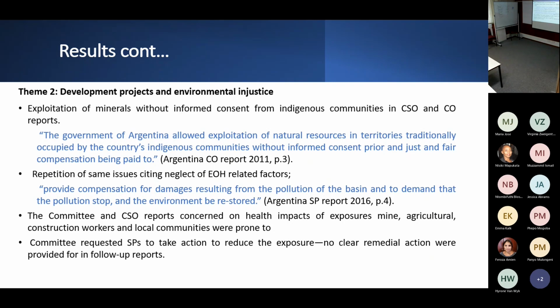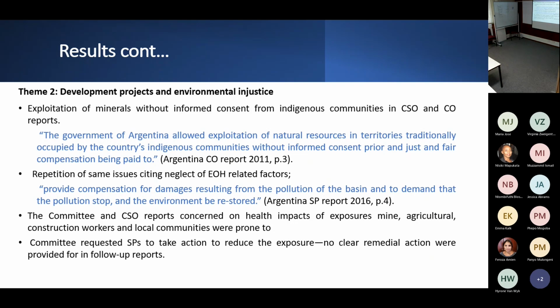And we have found that the environment in which these people depend, maybe to grow food and for everything, for their sustainable livelihoods, the community depends on the environment to make a living and to have their health realized. But now there are these development projects coming from international companies, and they would come and exploit the minerals without the informed consent of indigenous communities.